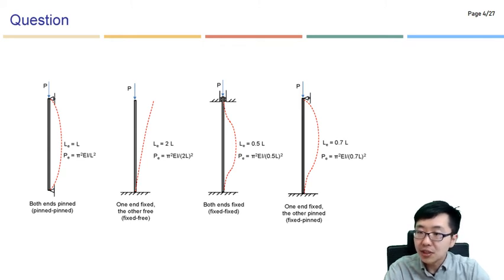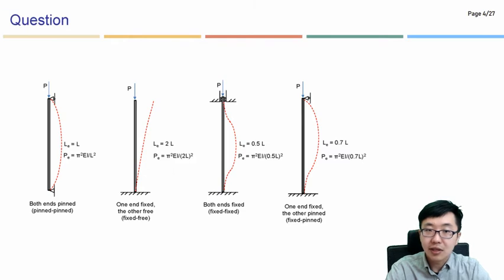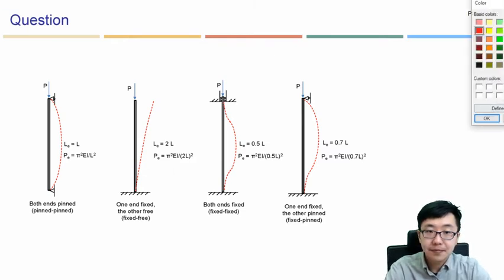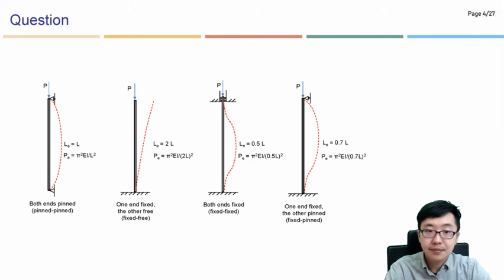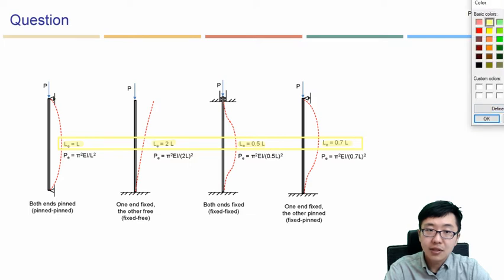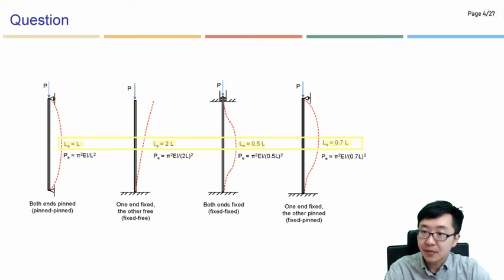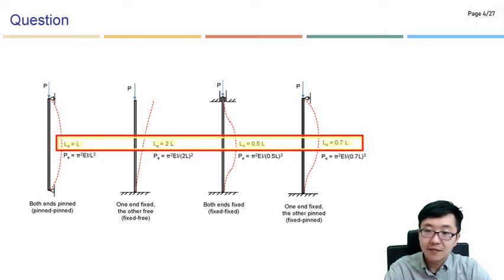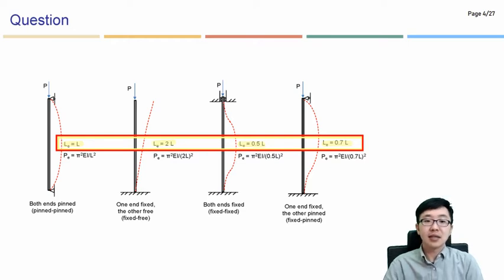So the important thing here, what I want to highlight is this one, this one, this one, and this one. So please think about it. What was the meaning of the effective length for this case?